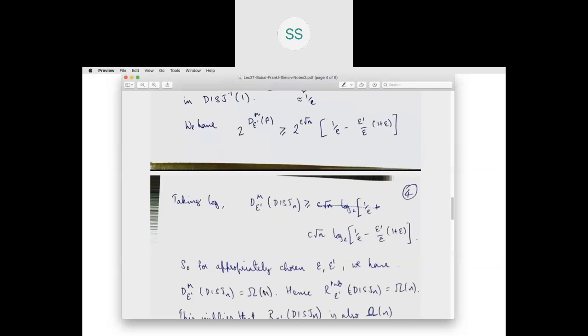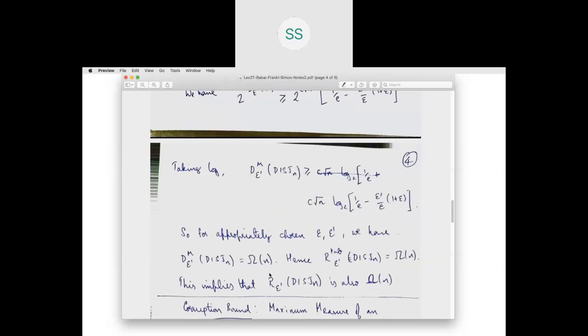Okay, so there are more typos here. All of this should be square root n. This square root n, this square root n, and this square root n. Let me just do one thing. I will fix it in my notes, and I will rescan it and share it. So all of these should be square root n.